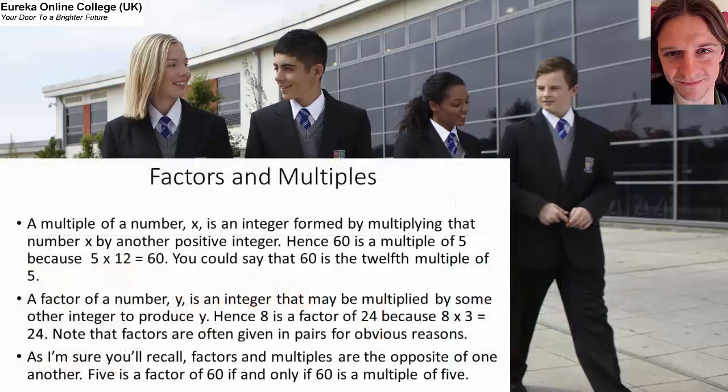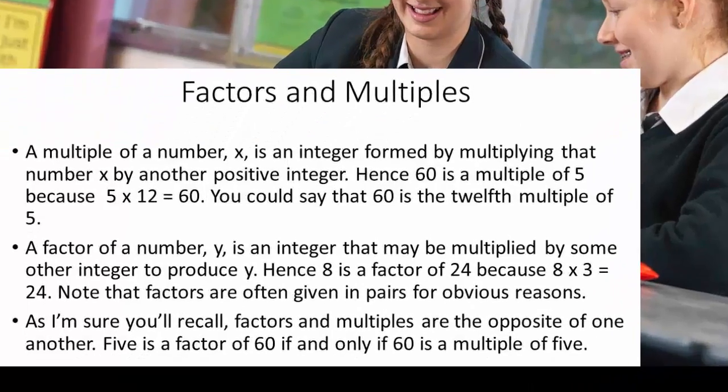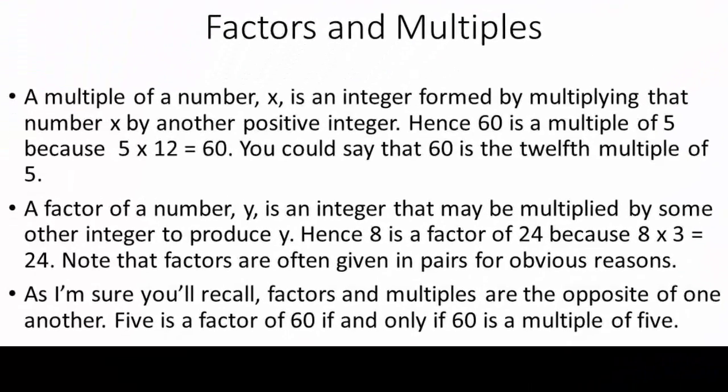Let me just remind you about factors and multiples first. Now, I'm certain that you'll remember many of these ideas, but it never hurts to quickly recap, but I will go through this very, very quickly. Firstly, a multiple of a number x is an integer formed by multiplying that number x by another positive integer. So this is best seen really for students with examples. They're not going to get it from a sentence like that. It's best to give an example. So for example, 60 is a multiple of 5 because 5 times 12 is 60. In fact, you could say that 60 is the 12th multiple of 5.